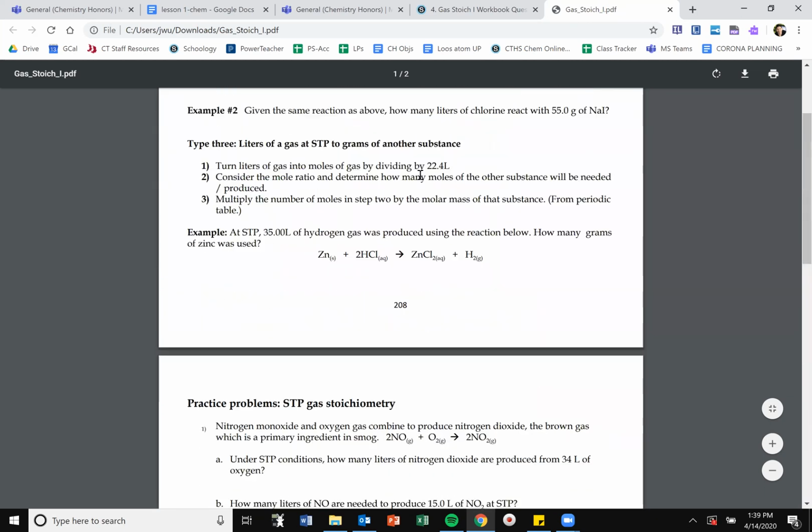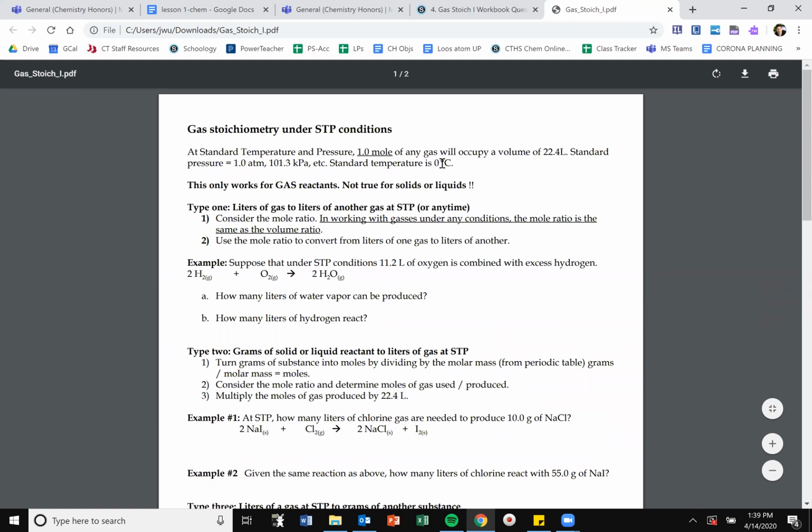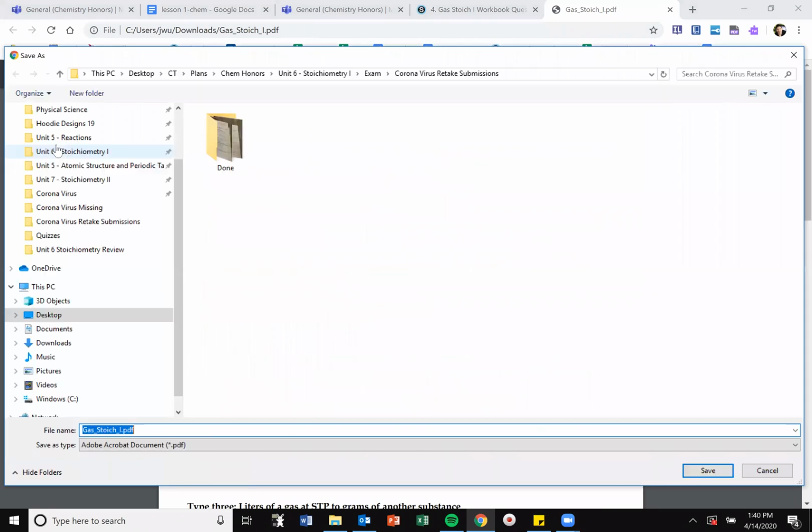Okay, this is from our workbook. Let me see if my writing works here. Let me just download this.